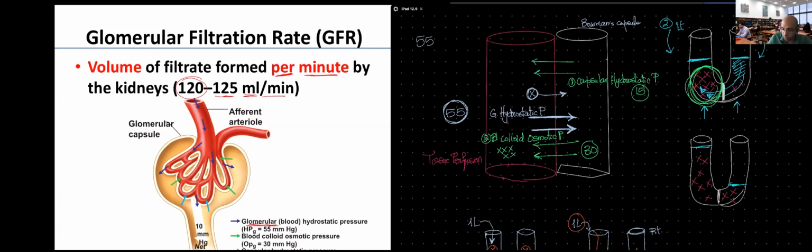And what are the pressures that are opposing the filtration from taking place? 15 and 30. So what is the net filtration pressure? What is the effective pressure that I'm actually going to be pushing the fluid with? 55 minus 30 and minus 15. This means that my net filtration pressure, the effective pressure that allows the fluid to exit, 55 minus 45 is going to be 10 millimeters of mercury.